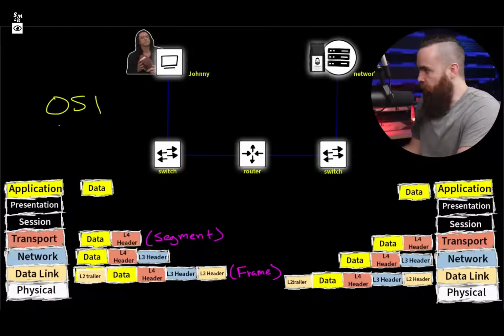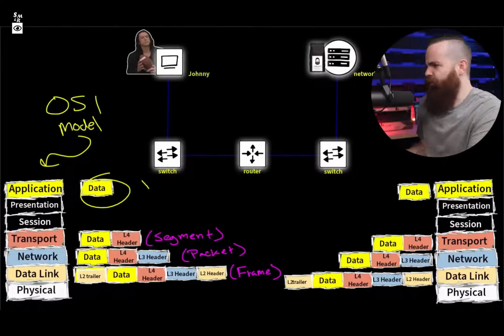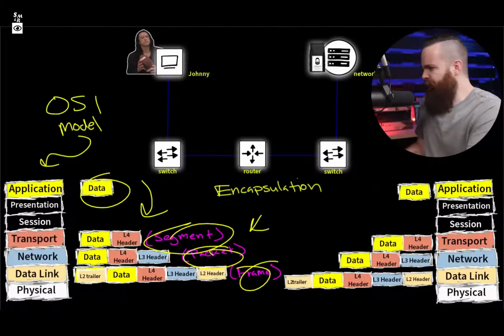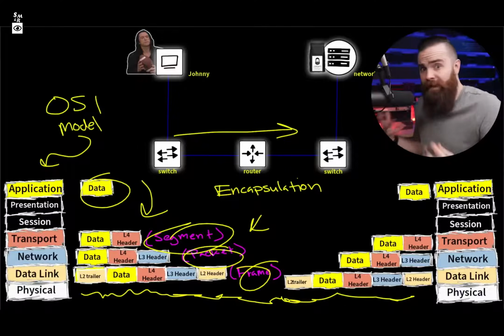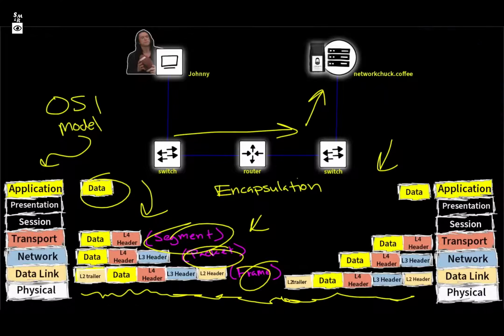We dive deep into the OSI model, a model that describes how a network can work. When we watched this, Johnny's computer took his application data and threw it down the layers of the OSI model, going from segment to packet to frame, a process we call encapsulation. And then it fired electrical signals across the physical wire, going across the network, the internet, until it finally arrives at networkchuck.coffee, a server that hosts the website. And here the process is actually reversed, going from frame to packet to segment, a process we call de-encapsulation.